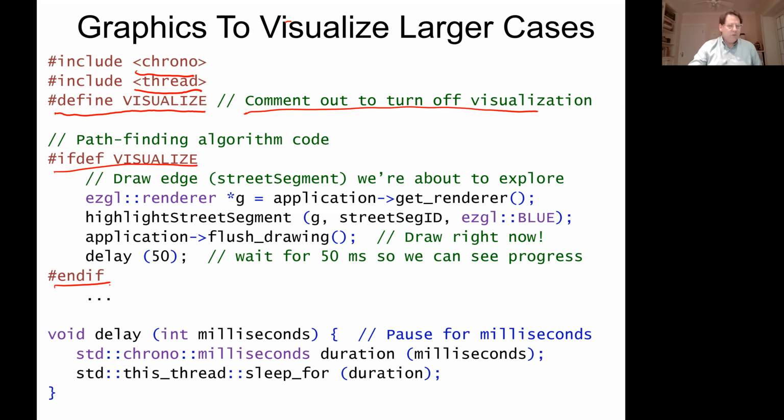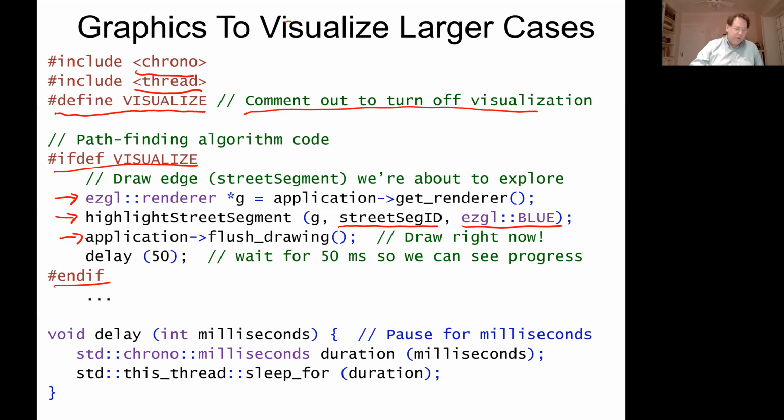And if I want to draw those street segments, I just need to get a renderer. So I can ask EasyGL to give me a pointer to a renderer. And then we've made a little helper function saying highlight street segment. So this just basically draws a certain street segment in whatever color we ask for. So in our reference solution, we're drawing that in blue.